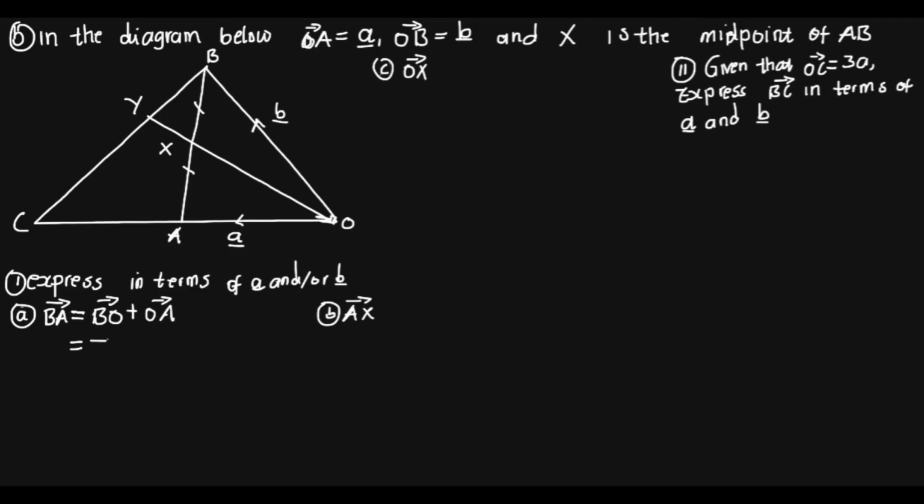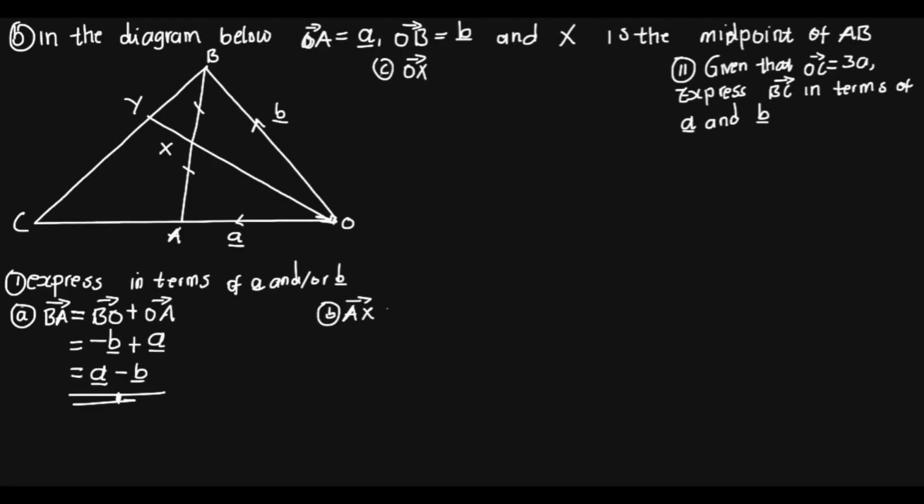So this will be negative vector B plus. Now for OA, we are moving in the direction of the arrow, so we just get it the way it is. It's vector A. Then the rule is we need to begin with the positive, so it's A minus B. So this is the answer for this part. So we have the vector for BA.